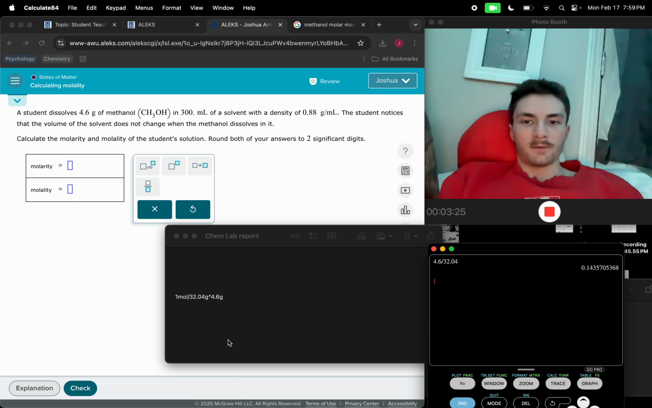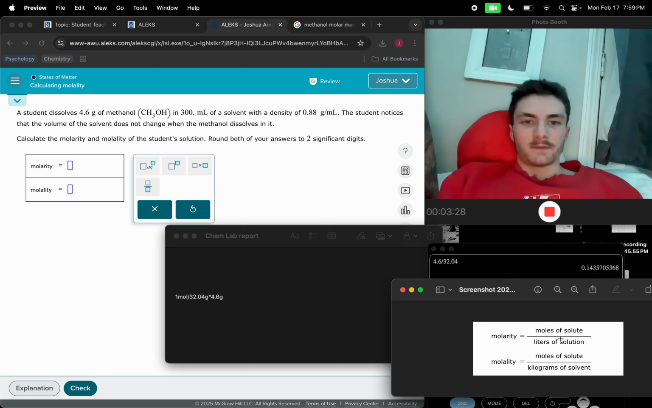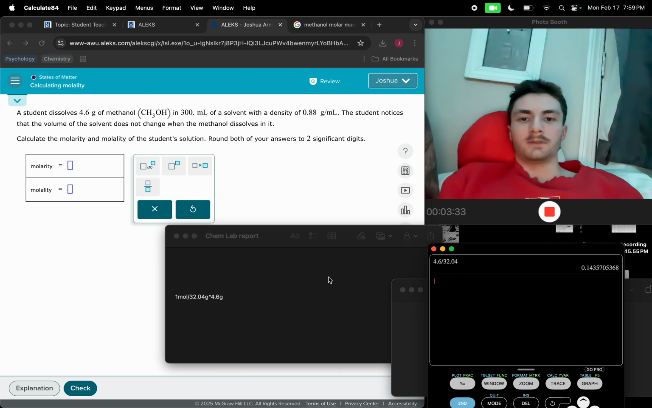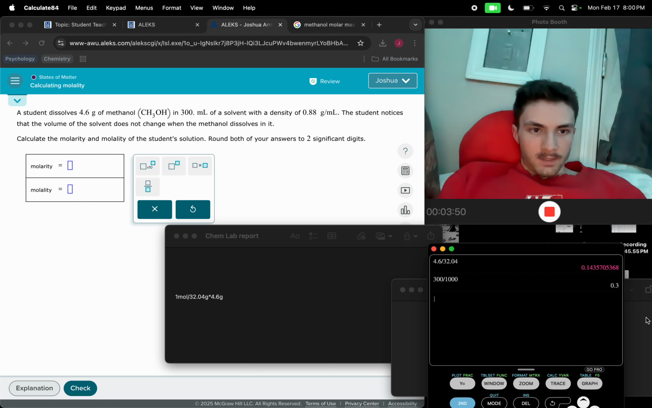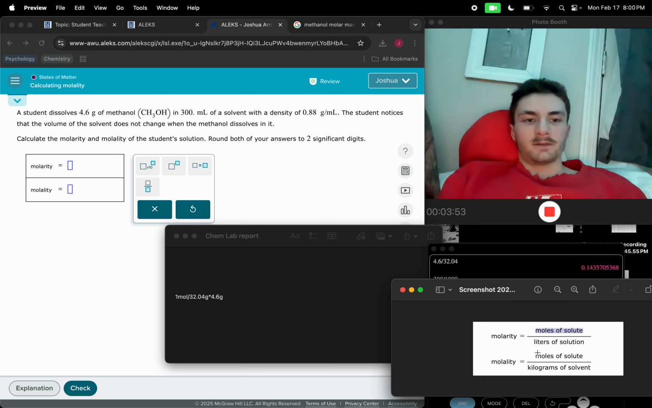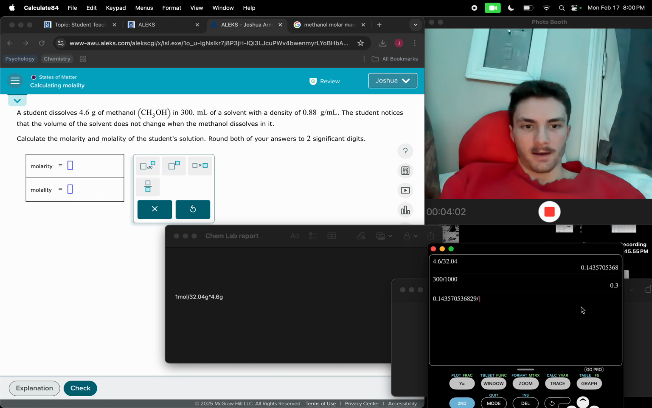So now that we have the number of moles, we want the liters of solution. It kind of gives it to us, except it's in milliliter format. So you'll do dimensional analysis with this. Essentially, you're going to do 300 divided by 1,000 to get 0.3. It just moves the decimal 3 places: 1, 2, 3. Then, again, it's moles of solute, which we just found, over liters of solution. In this case, you don't have to worry about anything weird with that. So you'll do moles divided by liters.